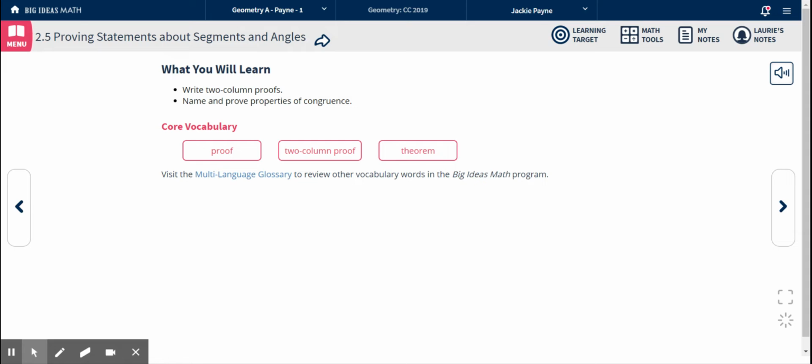We're going to start doing section 2.5 today. As you can see, the title is Proving Statements About Segments and Angles. So this is actually going to be using some of the stuff that we learned earlier in chapter 1, like the segment addition postulate and the angle addition postulate. We've already done algebraic proofs. Now we're going to officially take notes on how to do a geometric proof. So this is what you're supposed to learn. Write two-column proofs, name and prove properties of congruence.